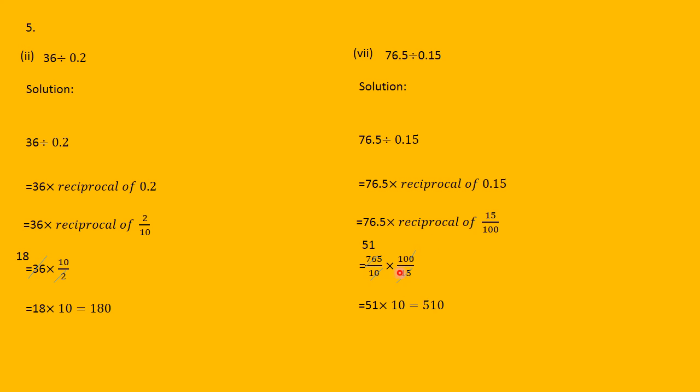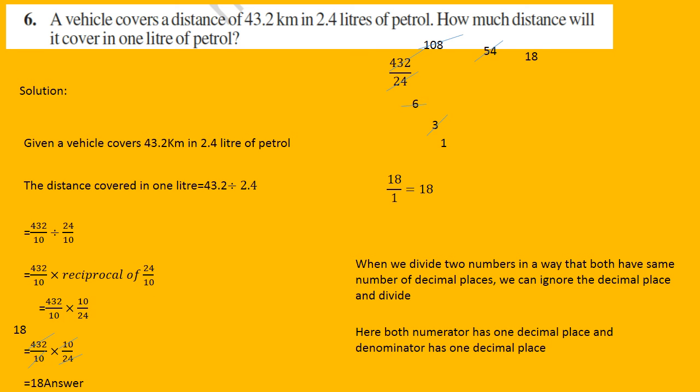So the 0 cancels. In 10 you have one 0 and in 100 you have 2 zeros, so only one 0 gets cancelled. Now 15, how does it go? 15 5s are 75, so you are left with one remainder. So 15 ones are 15 and it gives 51. So 51 into 10 is equal to 510. Okay.